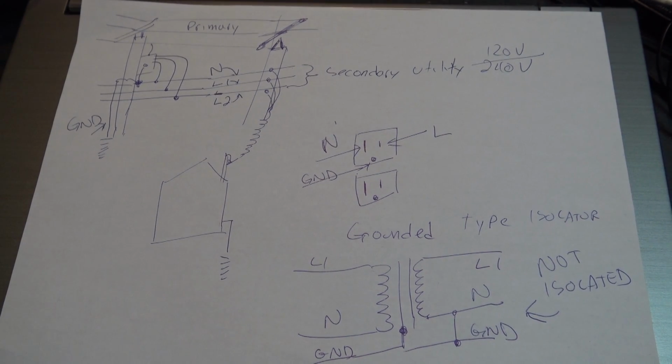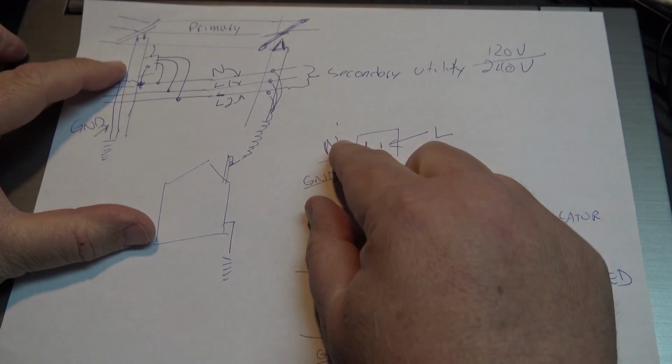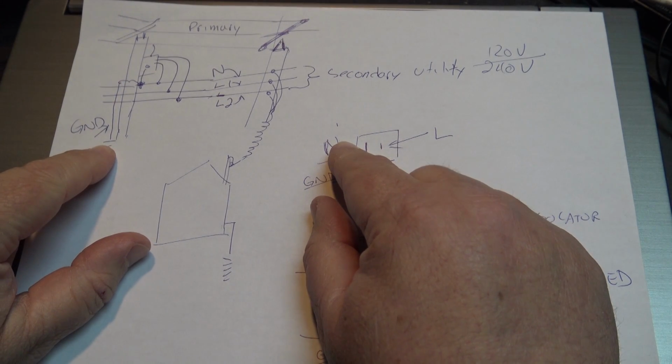Okay, I want to talk about isolation transformers here and why not all isolation transformers are equal. Sorry about my crude drawings here, but I'm trying to illustrate the point, and I've got a couple of different schematics here. So this represents your utility transformer. You've got your primary circuit, you've got a ground, and there's a ground at every pole.